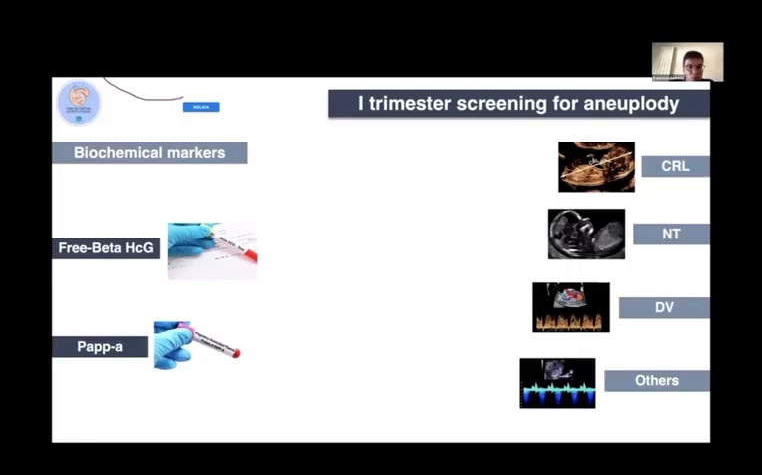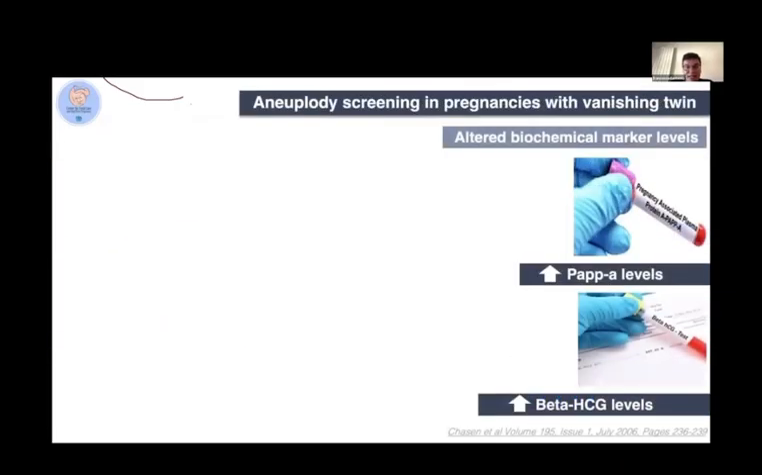So now the question is, what is the influence of vanishing twins on first trimester screening tests? Of course, we do not have any influence on nuchal translucency in most cases, but there are studies which report altered biochemical levels in pregnancy after vanishing twins, especially higher levels of PAPP-A, and also, in most, if not all, studies, a higher level of beta hCG.